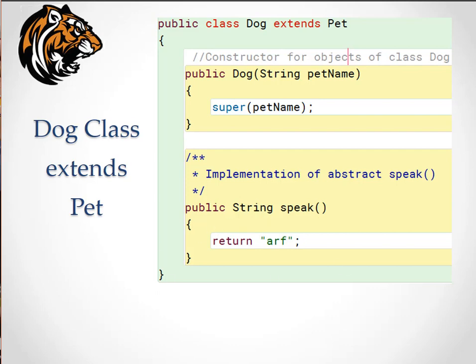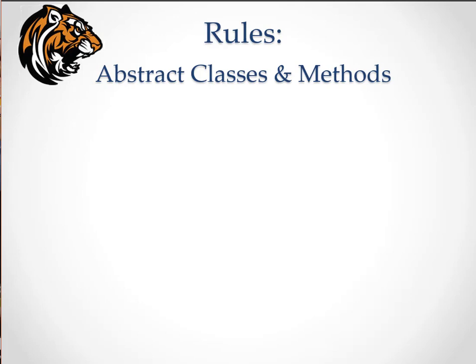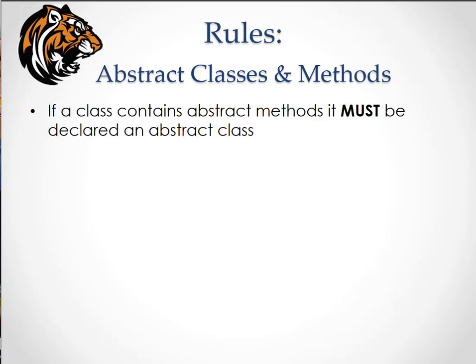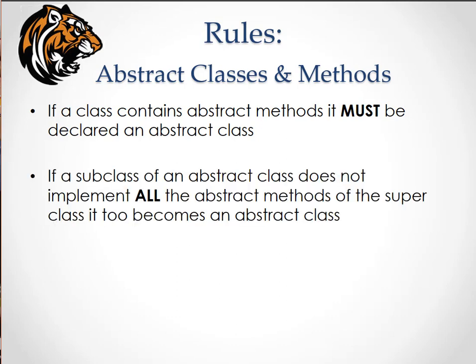Next, let's talk about some of the rules that apply to abstract classes and methods. First of all, if a class contains abstract methods, it must be declared an abstract class. Okay, so that's important to remember. If a subclass of an abstract class does not implement all the abstract methods of the superclass, it too becomes an abstract class.